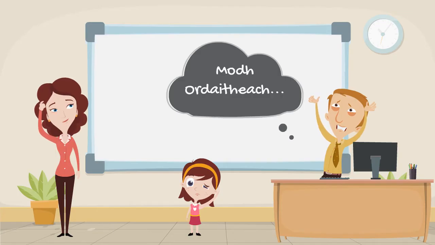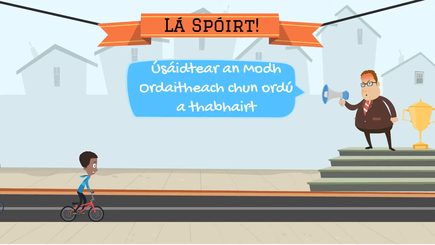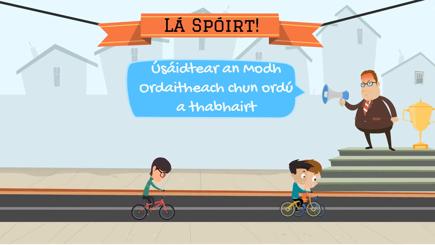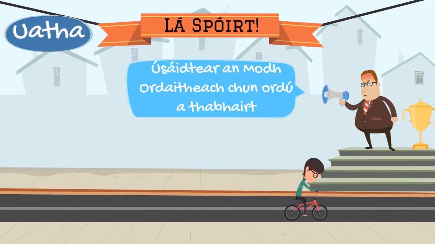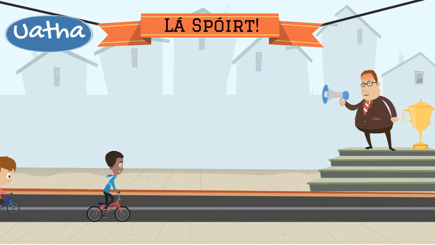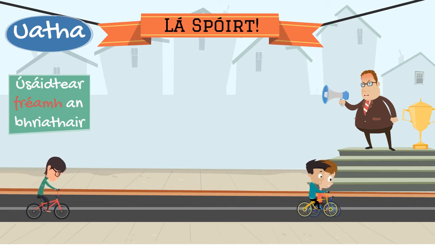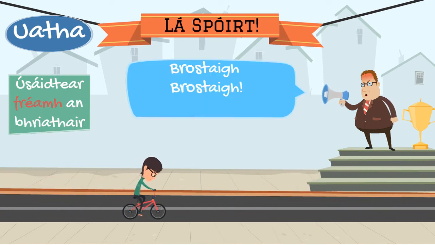Today we're going to look at the Modh Ordaitheach. This is used for giving orders to one or more people in Irish. For the iolra singular, or when giving orders to just one person, we simply use the root of the verb. For example, brostaigh, hurry, or éist, listen.